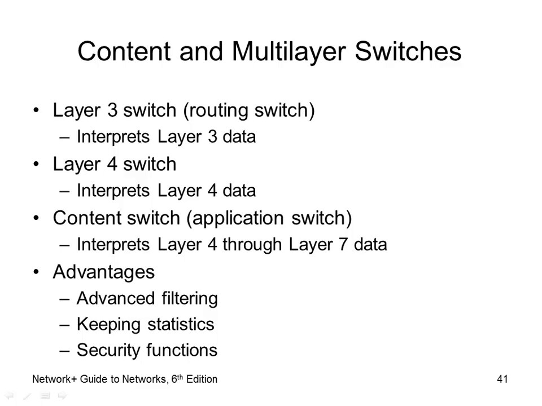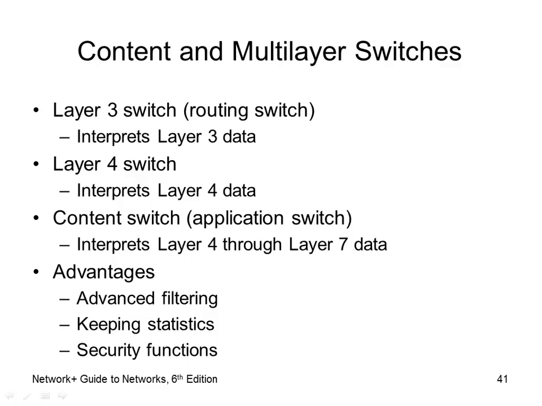Okay, so layer 3, we talked about, that's a switch that can read IP addresses. Those switches can make decisions not just on MAC addresses, but based on IP address. Layer 4 switches can look at layer 4. And then content switches, which are a relatively new thing, can actually look all the way up to the application layer.